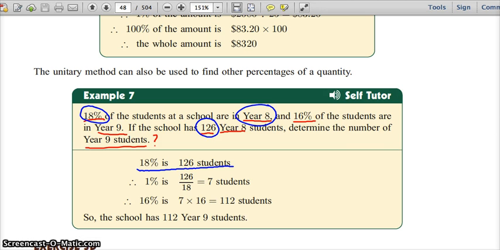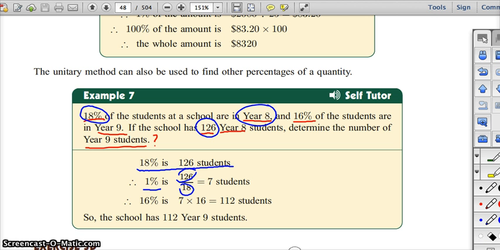Because there's some stuff missing, isn't there? This is the bit that's missing: the number of Year 9 students. So I pull together all the information that I do know. It's all about the Year 8s at the moment, okay? That's what you might think is Year 9s. It's all about the Year 8s. There's 18% of 126, okay? So to find 1% of that, we grab the number of students and divide by the percentage.